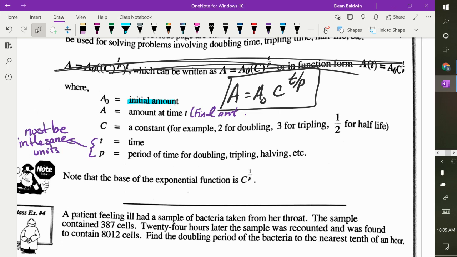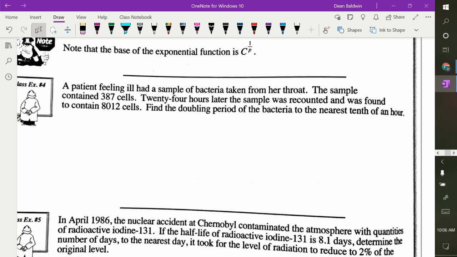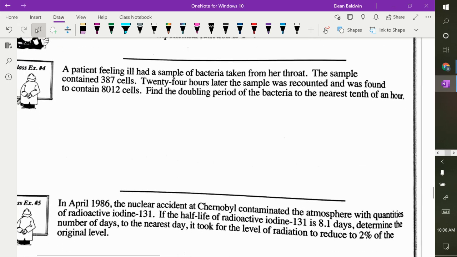All C is, there'll be a clue in the question, and it'll say it takes this long for it to double. If they say double, C is 2. If they say triple, C is 3. If they say half-life, C is half. If they say time it takes for it to quadruple, what's C? 4. Exactly.